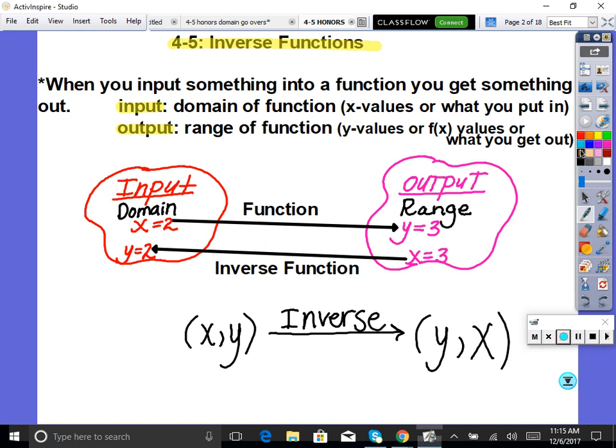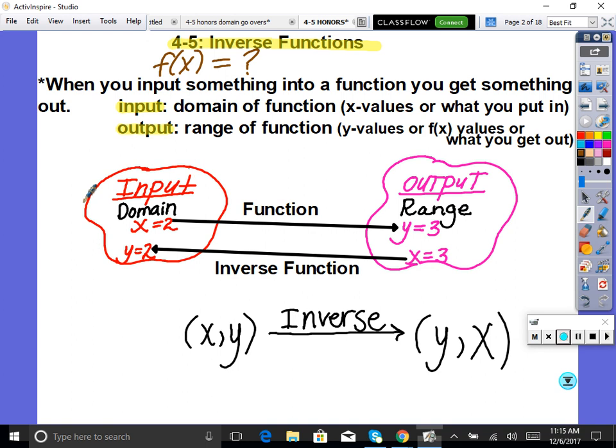So we're doing now 4-5, which is inverse functions. Everybody listen, we really have a lot to cover. So everybody, we know that if you have a function f of x, you can plug something in, like 3, for example, right? And then aren't you going to get something out? So functions work by plugging something in, we get something out. So input and output. Input would be the domain of the function, or x values. And when you plug something in, you get something out. That's output, which would be the range of our function, or y values.